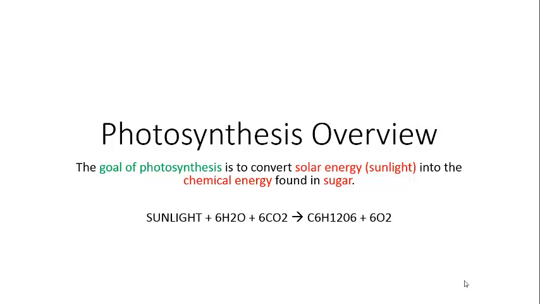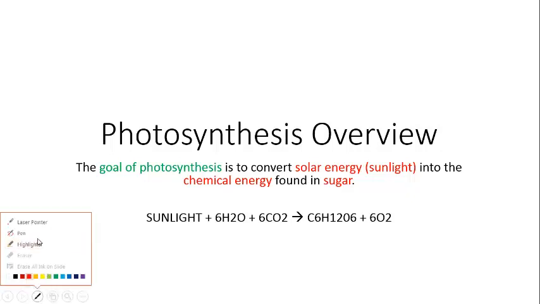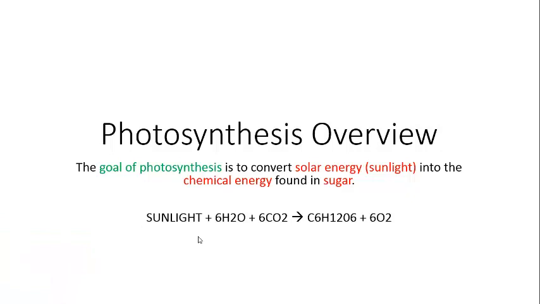On the bottom of the screen here we see the equation for photosynthesis. Photosynthesis is an endergonic process. It's an anabolic pathway, so you need an investment of energy, and the energy that powers photosynthesis is going to be sunlight. The reactants are water and carbon dioxide, and the products formed are going to be sugar. Here you see glucose, and oxygen is going to be released as a waste product.